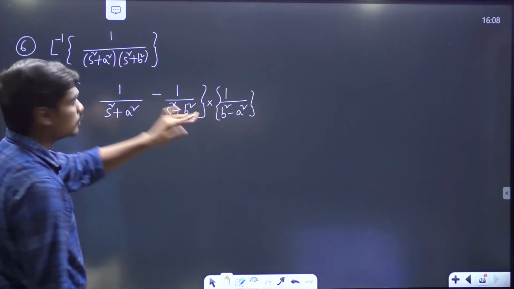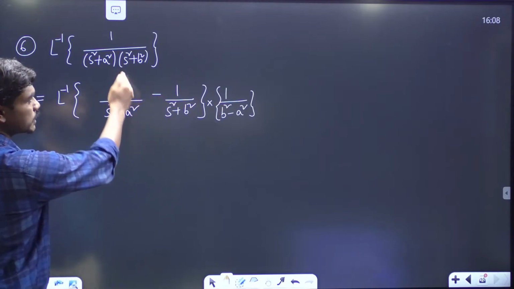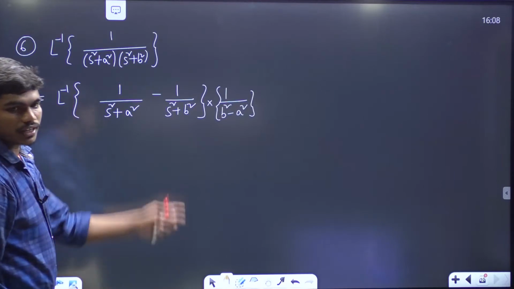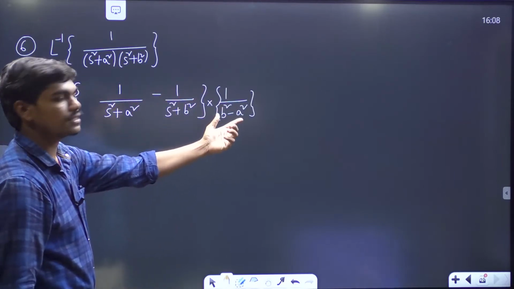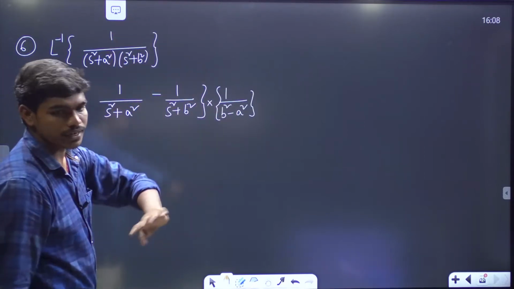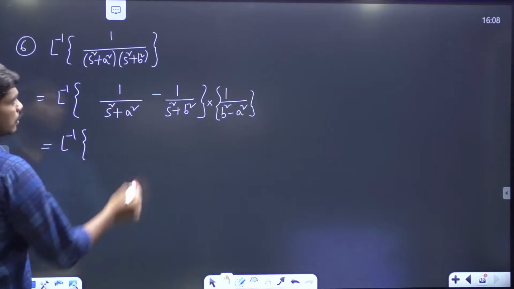So see here, this is what we'll be getting. Correct? If you take LCM, b square plus s square minus s square plus a square. So s square gets cancelled, and the numerator will be b square minus a square. Okay. There is something called the convolution theorem. There I'll tell you with s square here. Okay. No issues. So this is equal to L inverse of this.